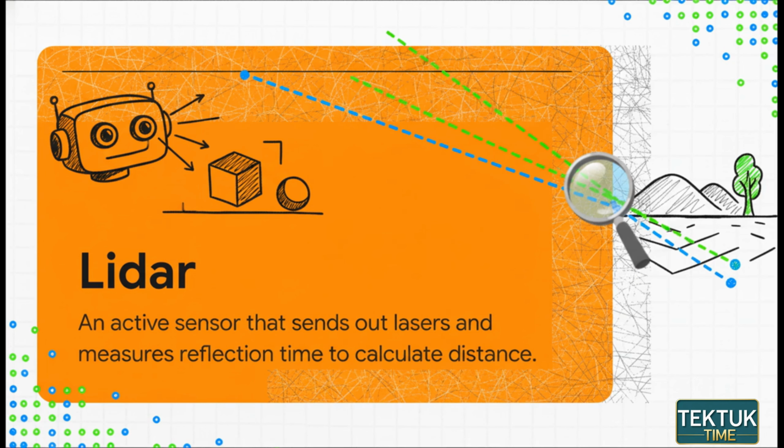Lidar is an active sensor. It doesn't wait for light, it makes its own. It shoots out quick pulses of laser light and then measures exactly how long they take to bounce back. By doing this, it can calculate distance with incredible accuracy.